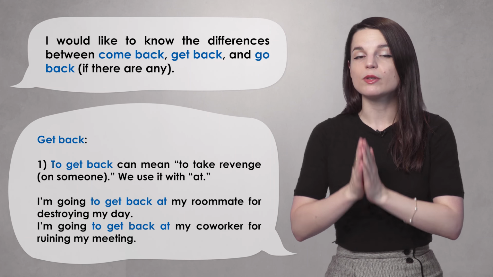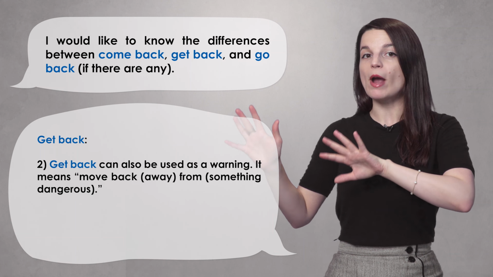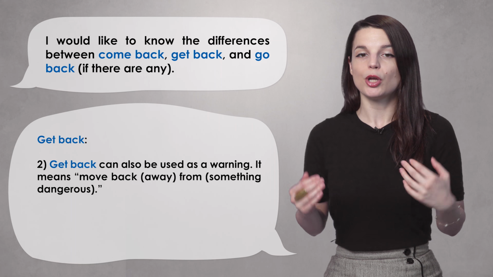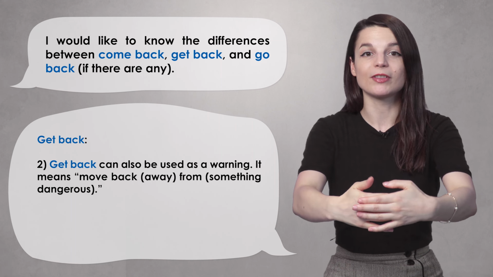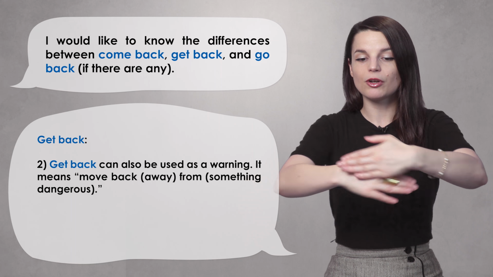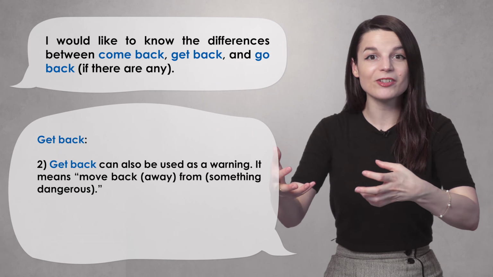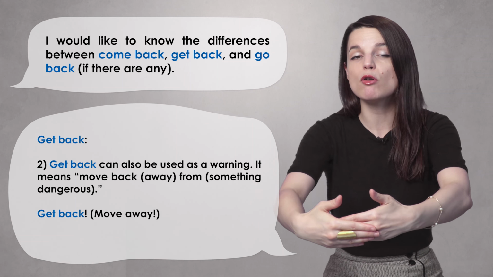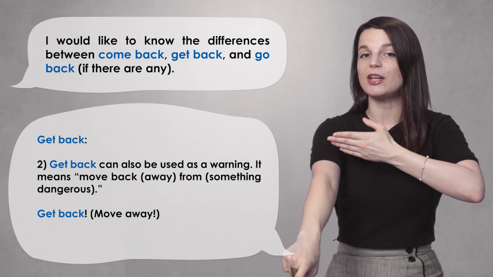We can also use get back as a warning. So this means like step away from a dangerous place. So imagine, for example, you are near the edge of a cliff or you're near a river that's very dangerous. If you're near the river, very close to the edge of the river, and it looks really dangerous, someone might say to you, get back, which means move away from the edge of the river, or move away from this dangerous position.